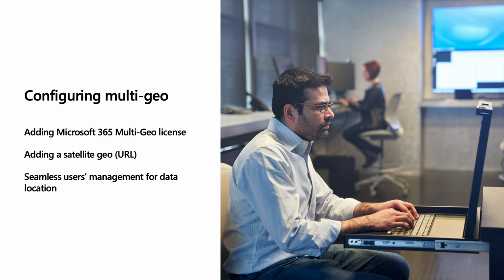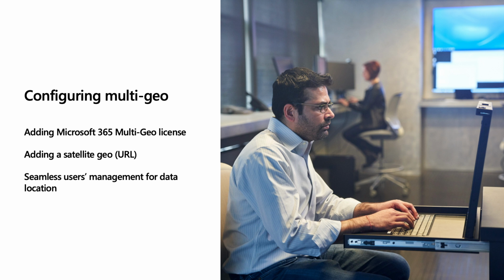The first step in configuring multi-geo in your tenant is to add the license for Microsoft 365 multi-geo to your tenant. You can work with your account team or the support team to be able to achieve this step. Once you have added the license, then the geolocations experience will light up in your tenant. Then you can add the satellite geolocations that are needed for your tenant. I'm going to show you those in an awesome demo in a minute.